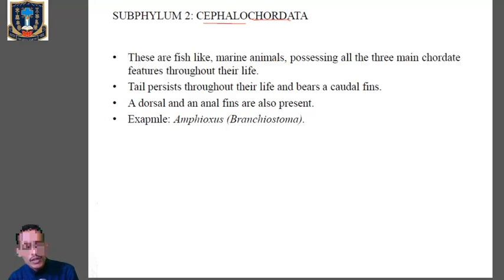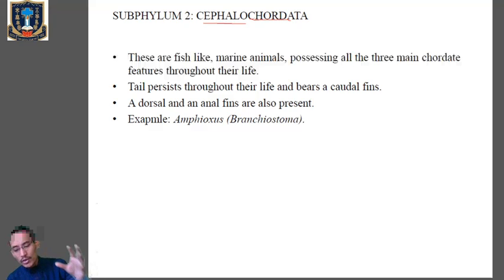Now, what are those 3 chordate features which are present in case of Cephalochordata? Just recall what those features are. First one, they have got notochord, which is mainly a rod-like structure which extends from the head to the tail regions and mainly provides support to the body. Number 2, you have got a dorsal hollow tubular nerve cord, and they have got paired pharyngeal gill slits. So these are the 3 important chordate features which are present in the members of the subphylum Cephalochordata.